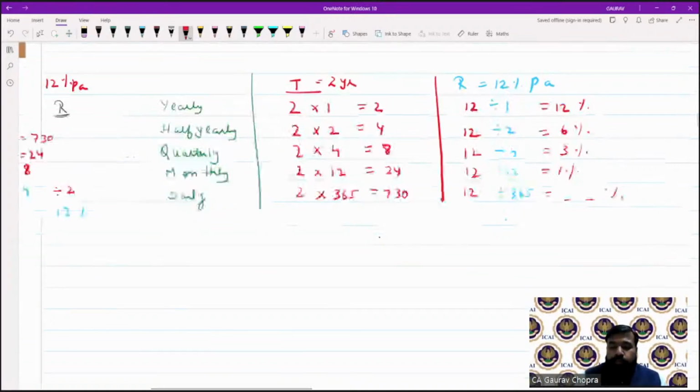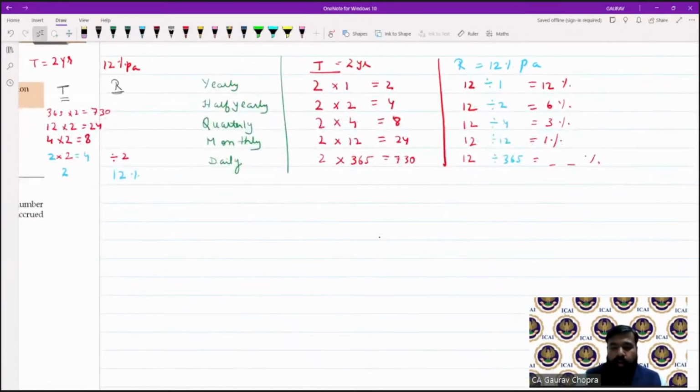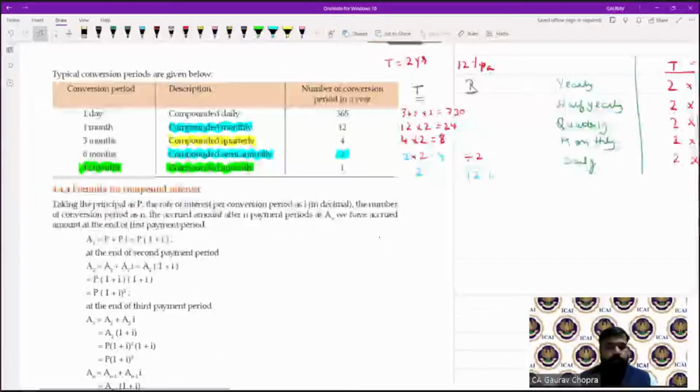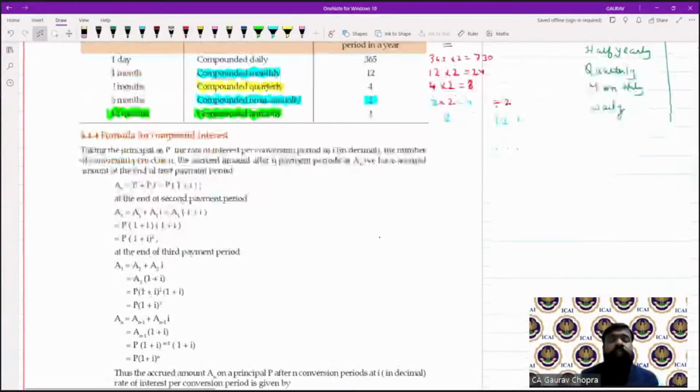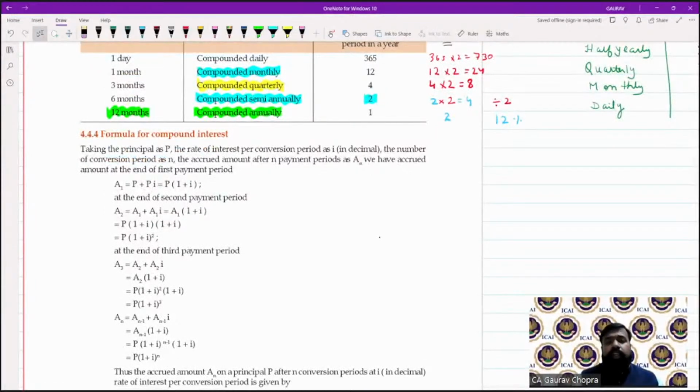Now let's try some questions based on this. Now we don't have to calculate on daily basis because it will be very lengthy for us. So we don't have to solve for daily basis, but yes, monthly, then quarterly, half yearly, we have to solve.